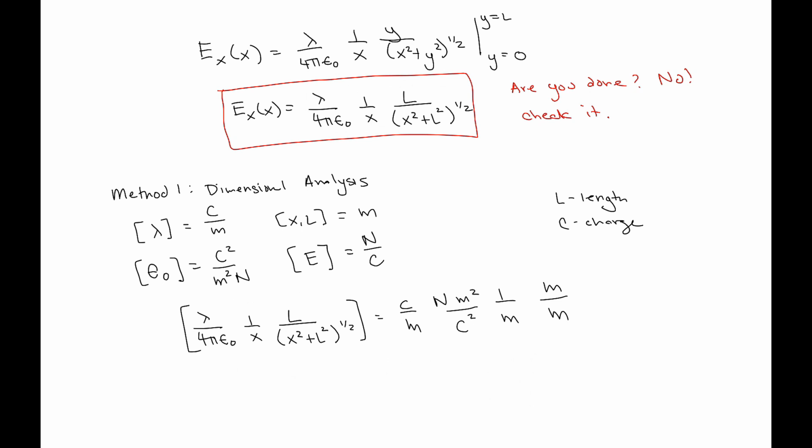Let's cancel those units out. These two meters are going to cancel. All of these meters are going to cancel. One of these is going to cancel. One of those is going to cancel. And indeed, I'm going to end up with the correct units of newtons over coulombs. Good. So my unit check worked out. I did get appropriate units for the electric field in SI units.